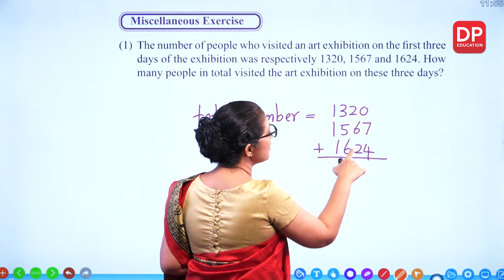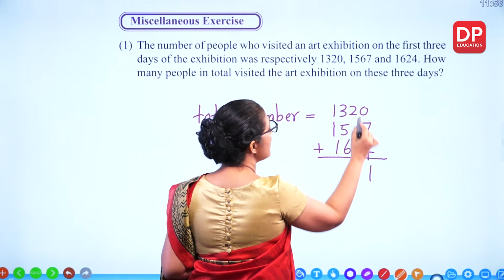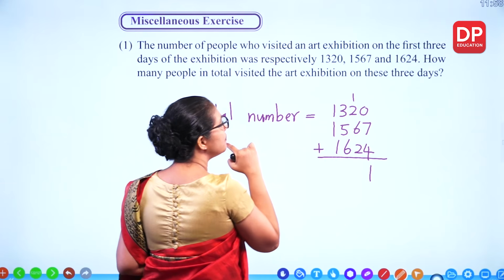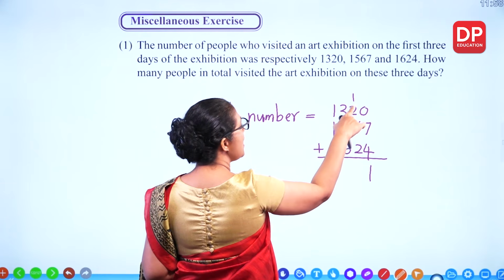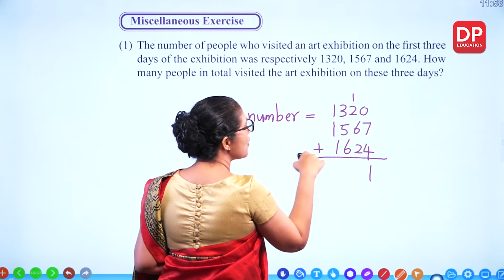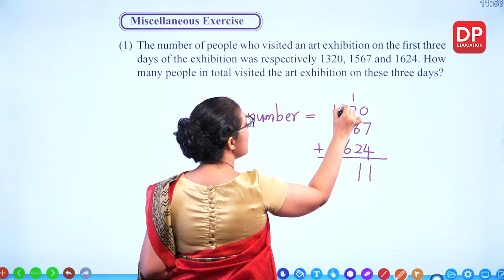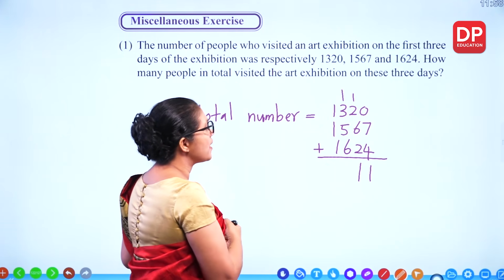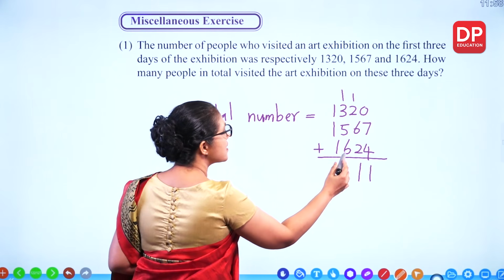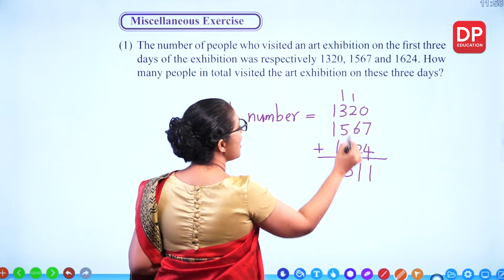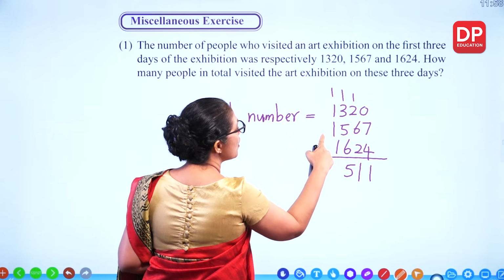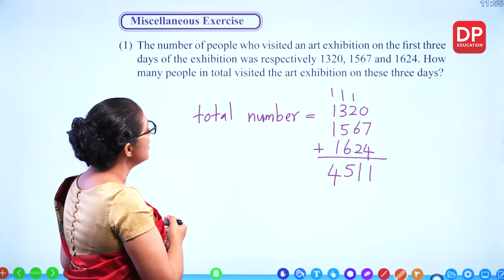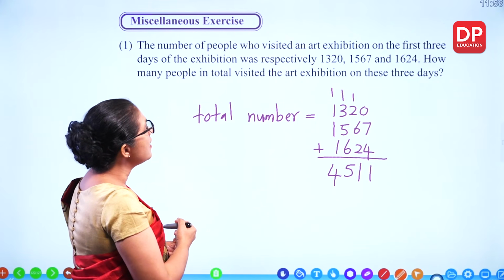You get the total. 7 plus 4, 11. And 1 remaining. 6 plus 2, 8. 8 plus 1, 9. 9 plus 2, 11. And 1 here. You get 4. 4 plus 5, 9. 9 plus 6, 15. And 1 here. You get 1, 2, 3, 4. So total number is 4,511.